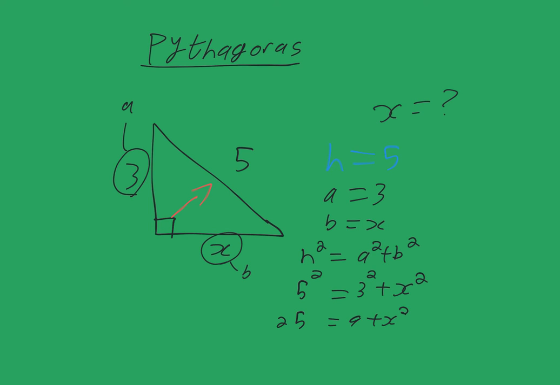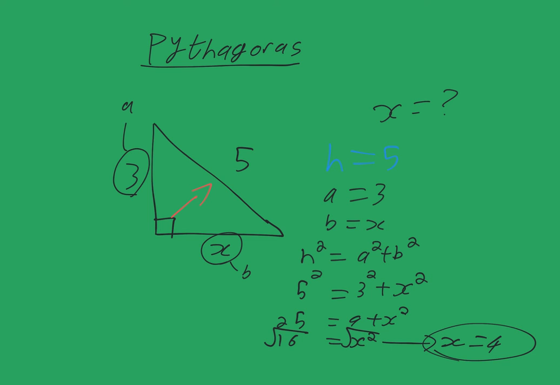So we can try to get x to be the subject by subtracting 9 on both sides. And from this, we take the square root of both sides, and we get that x is equal to 4. So in the cases of right-angled triangles, you won't always be asked to solve for the hypotenuse. You might be asked to solve for a or for b, or you might be asked to prove that it's a right-angled triangle.